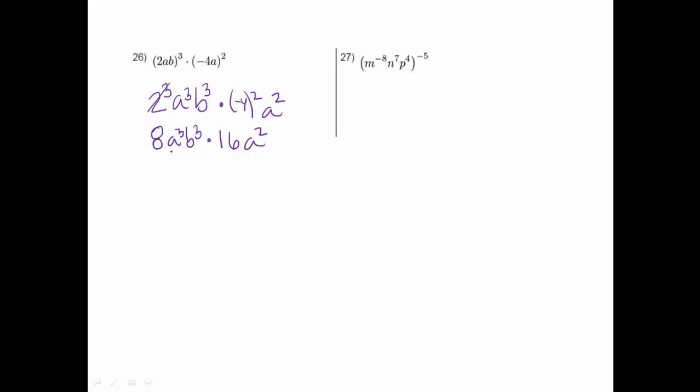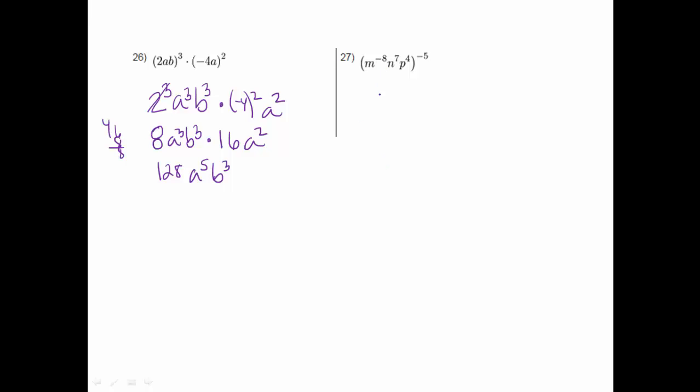And then from here, I can multiply the normal numbers, so 16 times 8, which is 128. And then the a's I can combine by adding them, so I've got a to the 5, and then b to the third just gets to tag along for the ride. Okay, number 27, same thing.